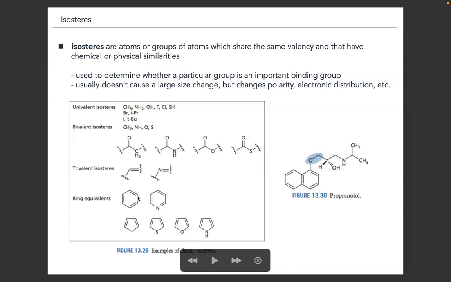But then you can start to really appreciate the in-ring equivalents. So the top ones, the pyridine and the phenyl group, sit with the same number of pi electrons, and very similarly the bottom ones, these 5-membered ones. I would again say the first one, the one that doesn't contain a heteroatom, think about that in terms of its deprotonated form.